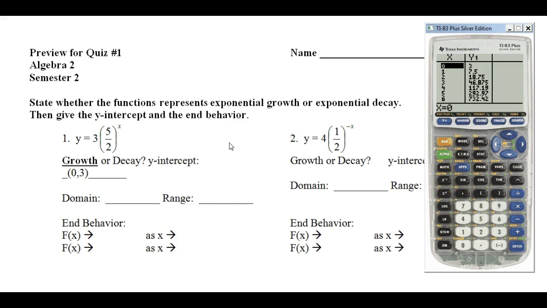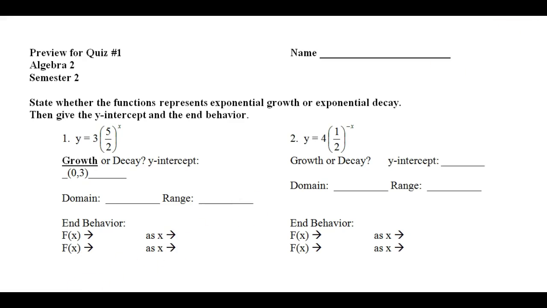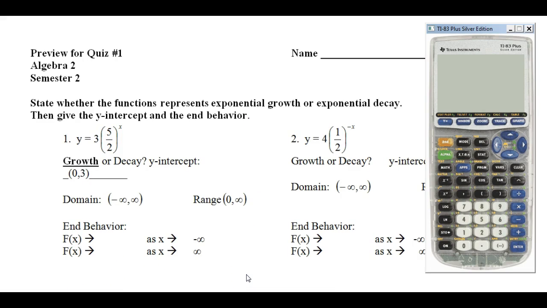Domain and range. Now again, here we're just going to talk about it for a second because this one's a little harder to do when I'm not writing. Alright, through the power of magic we've made a quick change here to get us up to date. Again, we've talked about that it's growth because of the 5 halves. We talked about the y-intercept being (0, 3) because of your a value.